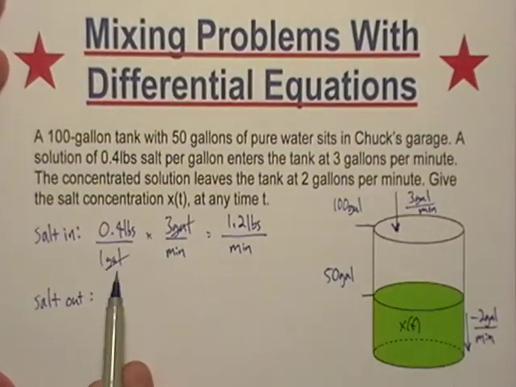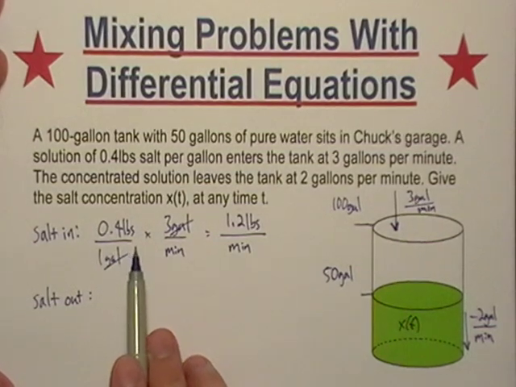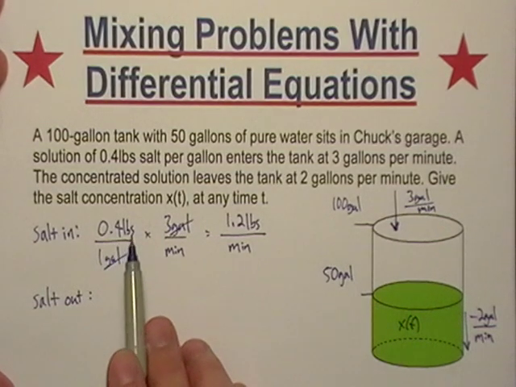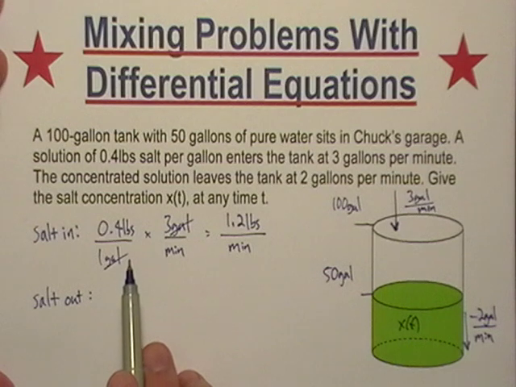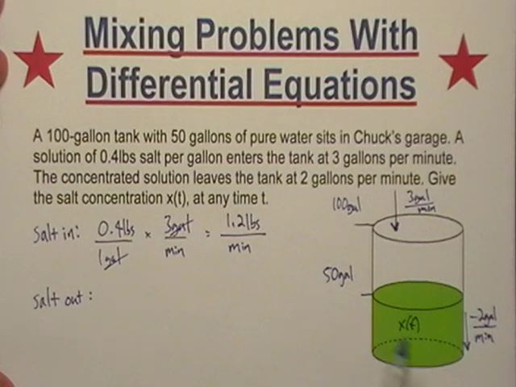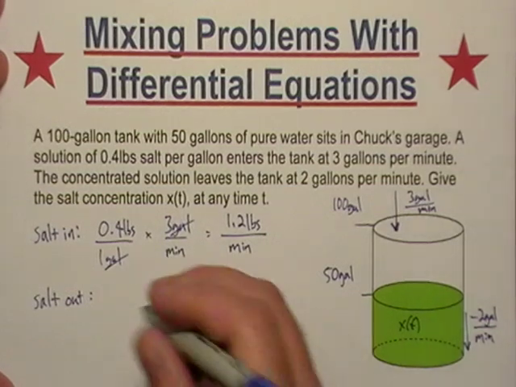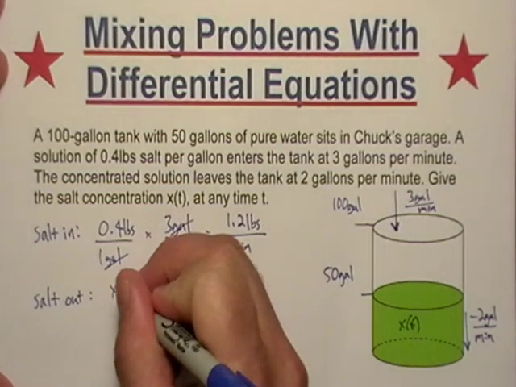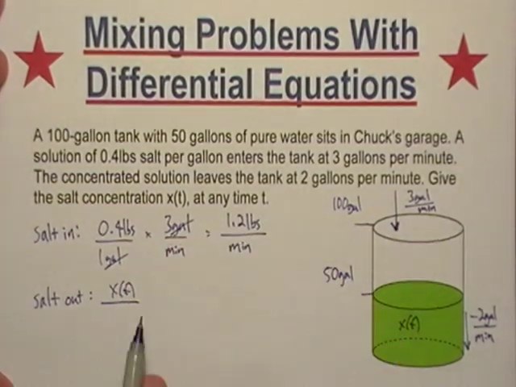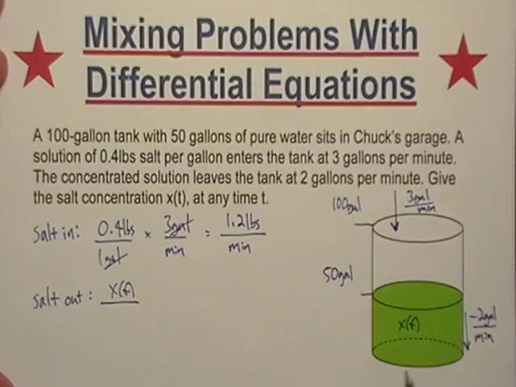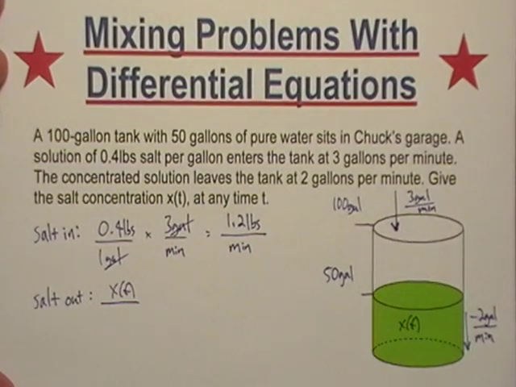So on the inflow, I knew that I had 0.4 pounds per gallon as my concentration. The only problem is right here, I don't know what my concentration is going to be. Okay, it's unknown. It's actually x of t, and that's what we're trying to hunt down ultimately. So let's just write that down. And the concentration, in this case, is going to be pounds per gallon.